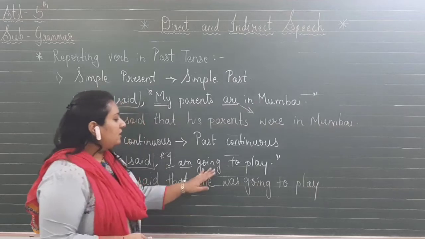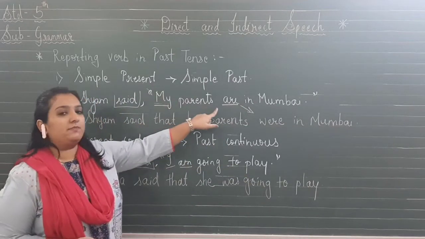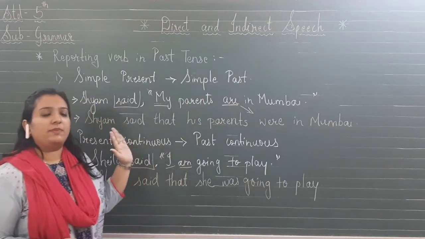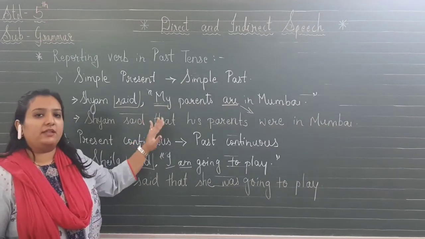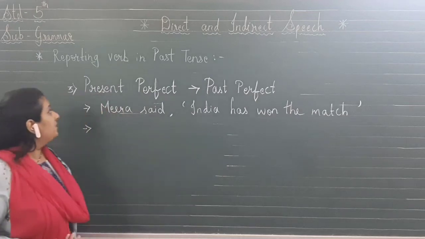So here, continuous will remain continuous and simple present will remain simple past. The verbs will remain the same in simple present and simple past. So in this way we change from direct to indirect speech. Now let us look at the third one.